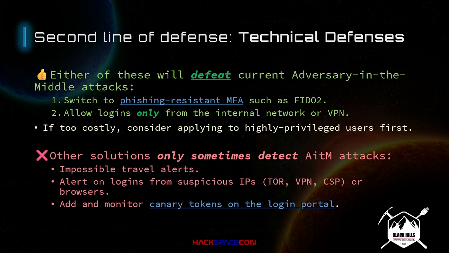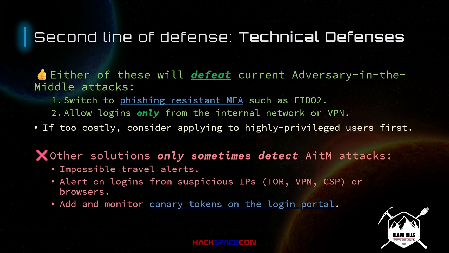Or if you can't do that for some reason, allow logins only from the internal network or VPN. If the logins are only coming from the internal network and the VPN that are being allowed and no other logins are allowed, that will also kill this attack at a technical level. Now, if either one of these is too costly to roll out to your entire workforce, one thing you can do is just apply them to your high-risk users first, people like admins and executives, basically the people who, if their account was compromised, it would be a really bad day and not just a bad day.